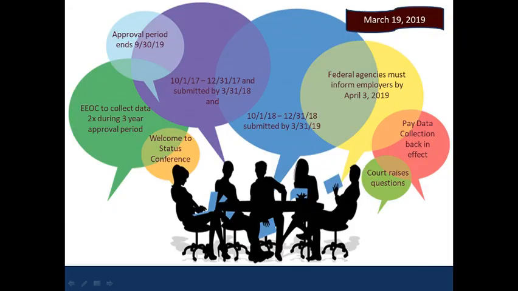On March 19th of 2019, a status conference was held. The court raised questions on how the EEOC proposed to undertake and close the collection of Component 2 pay data under the revised EEO-1 information collection that is now back in effect. The OMB authorized the EEOC on September 29th of 2016 to collect this pay data from employers twice during the 3-year approval period, which expires on September 30th of 2019.